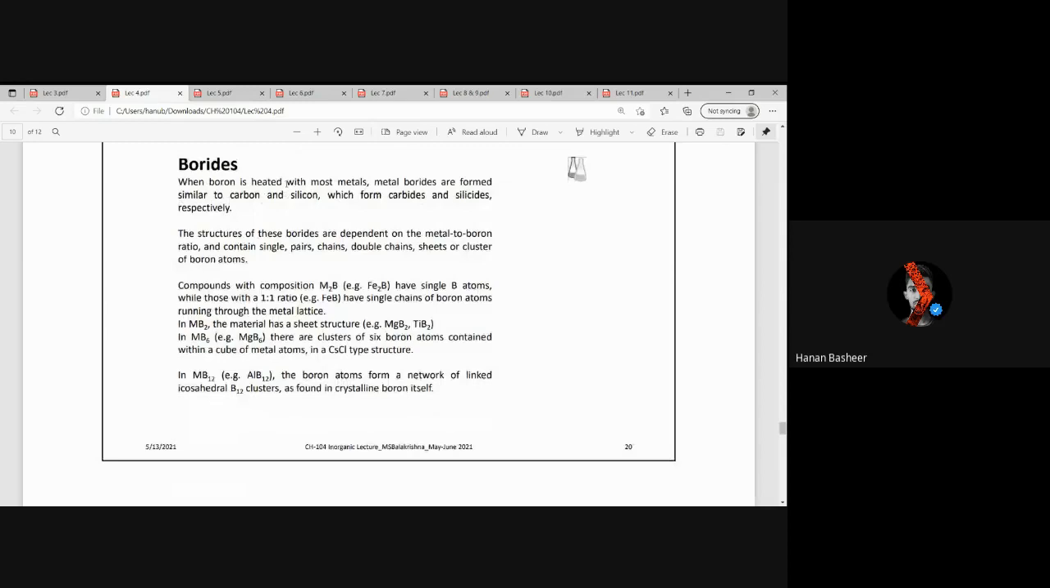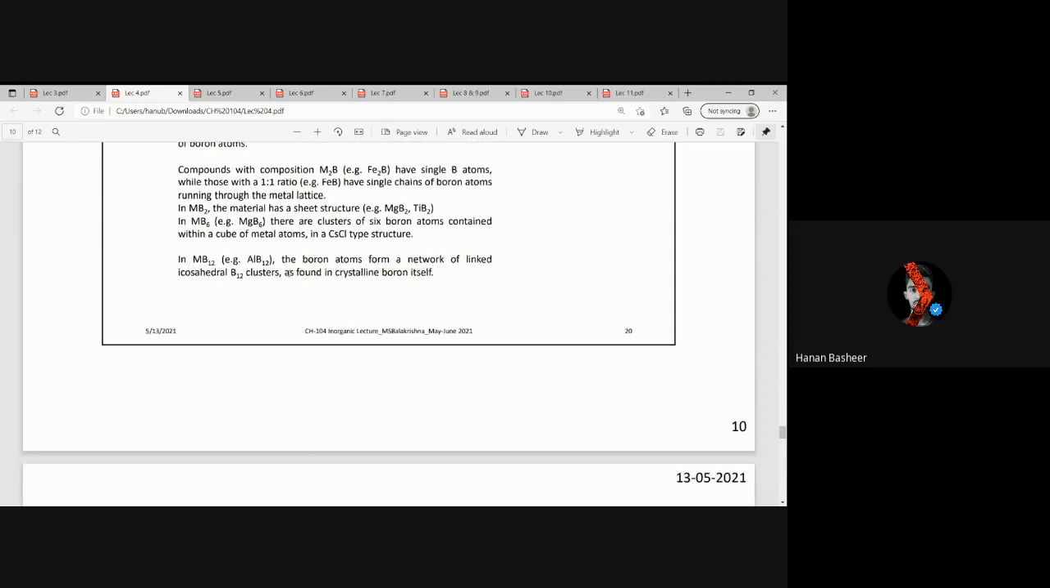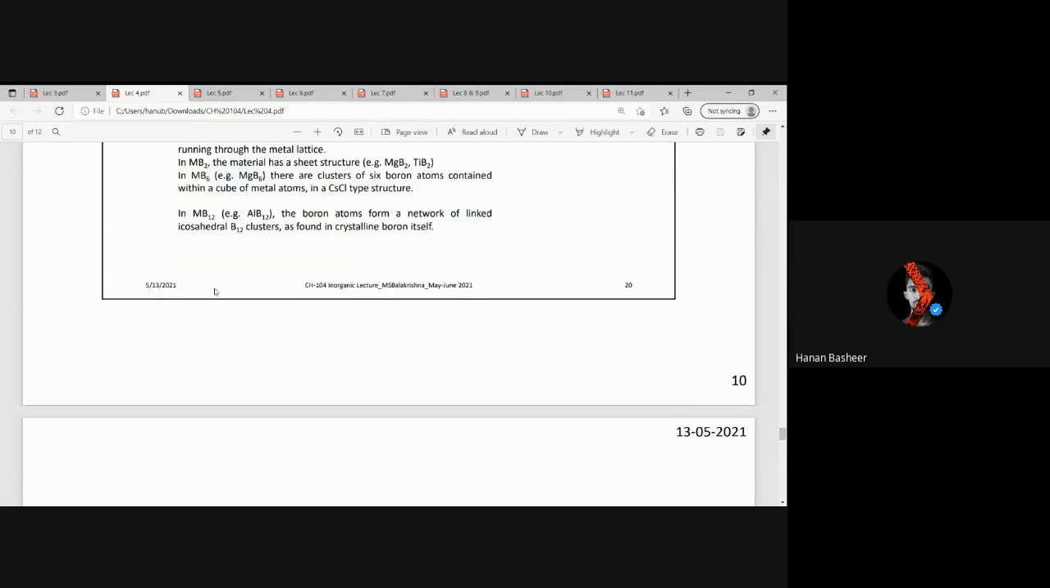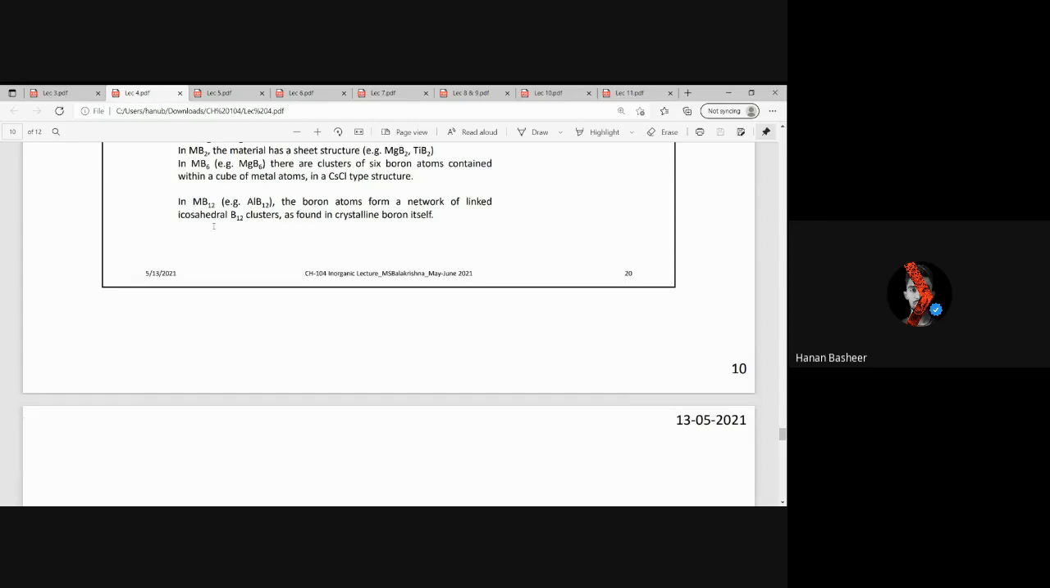Borides. Borides are formed when boron is heated with most metals, similar to carbon and silicon. The structures depend on the metal to boron ratio and contain single atoms, pairs and chains, double chains, and a variety of other structures. Compounds with composition M2B, such as Fe2B, have single boron atoms, and with a 1:1 ratio, MB has chains. MB2 has a sheet structure, whereas MB6 has a cluster of six boron atoms contained together in a cube of metal like the CsCl structure. And this is MB12, which is interlinked and forms an icosahedral structure.